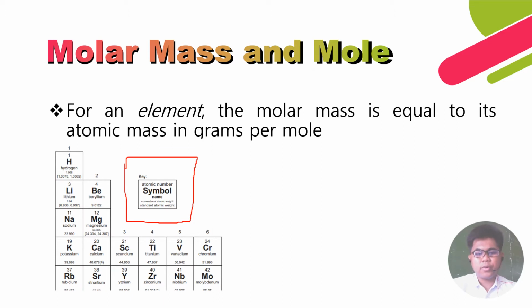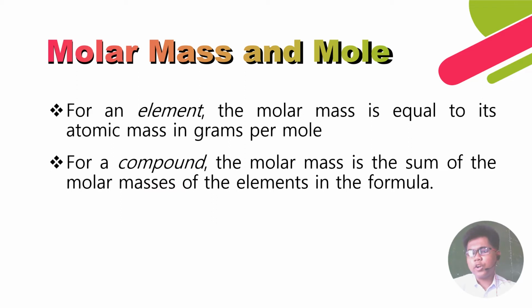In the case of hydrogen, for example, the atomic mass of hydrogen is 1.008. Now what is the molar mass of hydrogen? As stated, the molar mass of hydrogen is equal to its atomic mass expressed in grams per mole. Therefore, hydrogen has a molar mass of 1.008 grams per mole. Now how about for compounds? The molar mass of compounds is the sum of the molar masses of the elements in the given chemical formula. So later on, I will give an example for this.